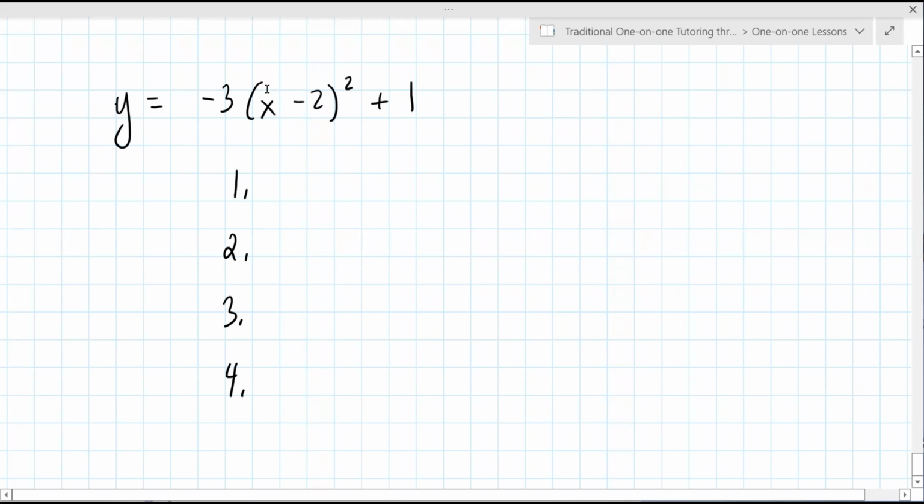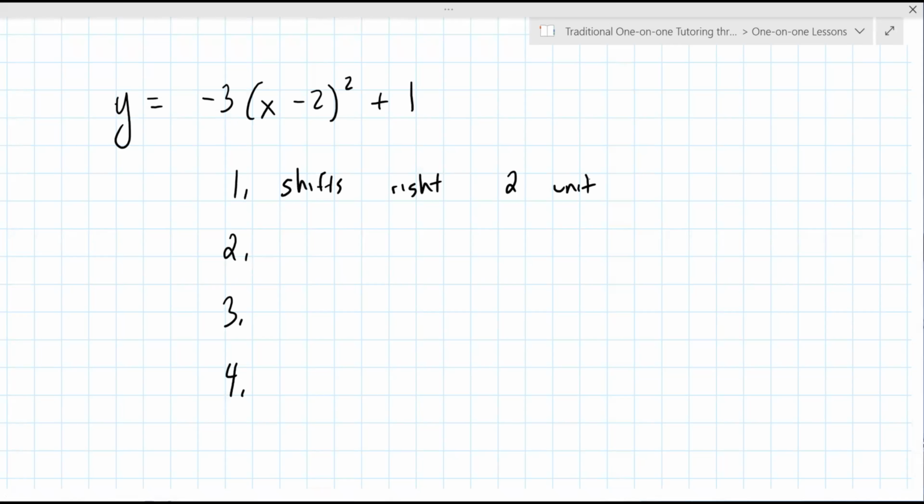The first one comes from the x minus 2. Can you tell me what that is again? Move to the right 2. So you'd say shifts right 2 units or shifts right 2. I don't care. Your instructor has a certain language that they like to use, so go with that. Now you kind of have a choice here. You can either do it based on the 3 or the negative. I tend to do it off the 3.